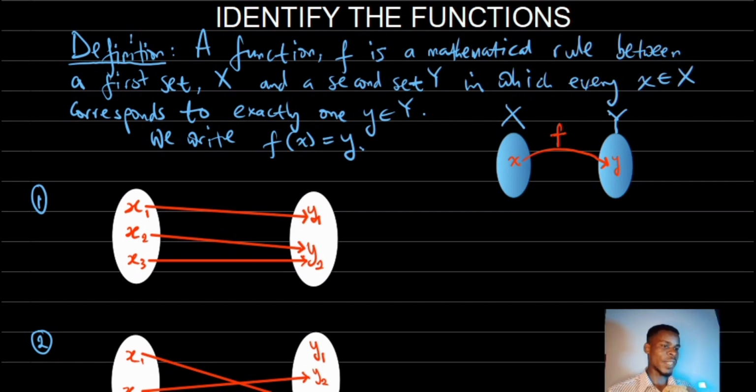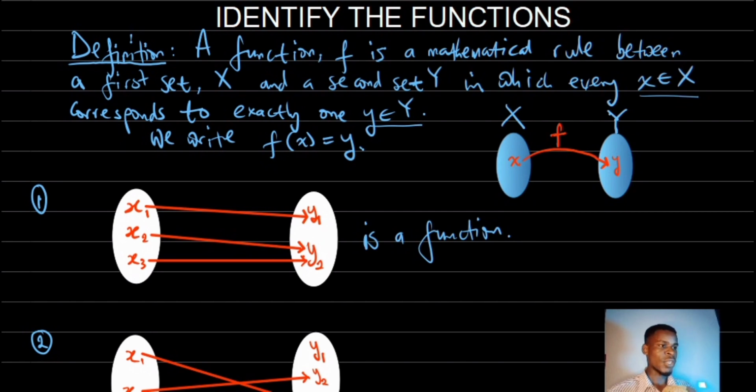Let's start off with the first one to check whether it is a function. We notice x1 corresponds to y1, x2 corresponds to y2, and x3 also corresponds to y2. I'm going to tell you that this right here is a function. Let me just put it down here that it is a function. If you look at the definition, it says that it is a mathematical rule between the first set x and the second set y, in which every element in the first set corresponds to exactly one element in the second set.